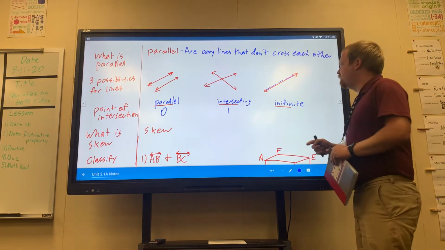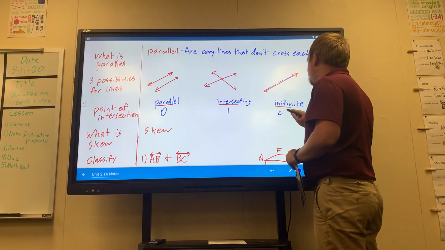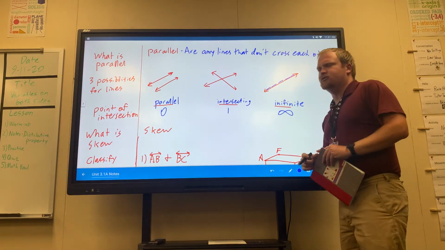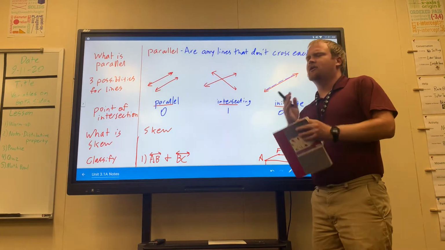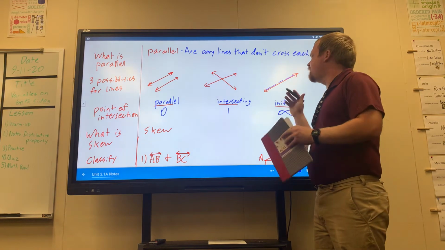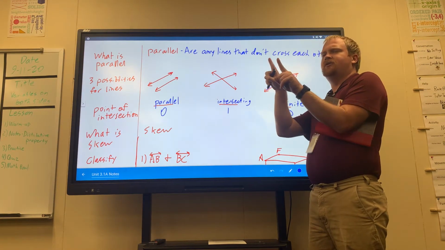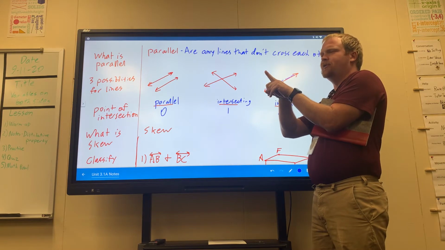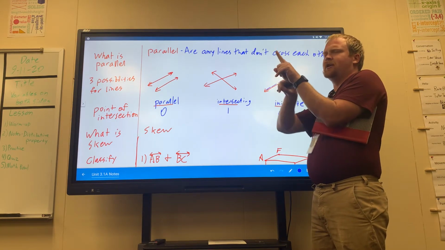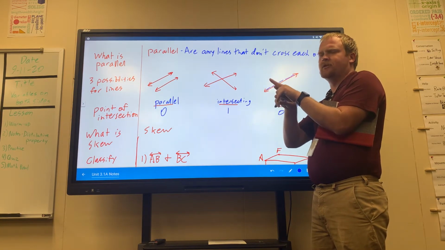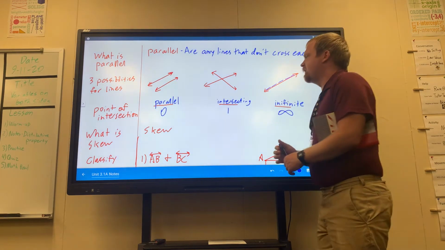And an infinite line has an infinite amount of solutions, which means that it's on top of one another. That's basically what an infinite line is. It's two lines that are on top of one another, and it keeps on going as if it's on top of each other. Okay? That's what an infinite line is.